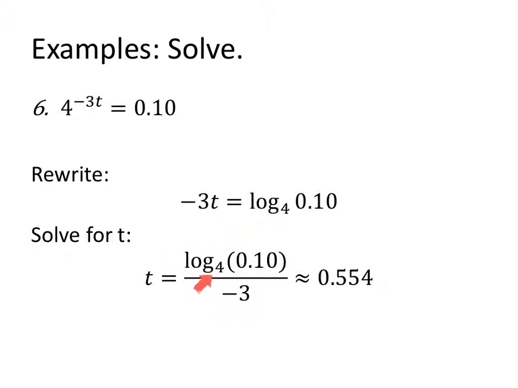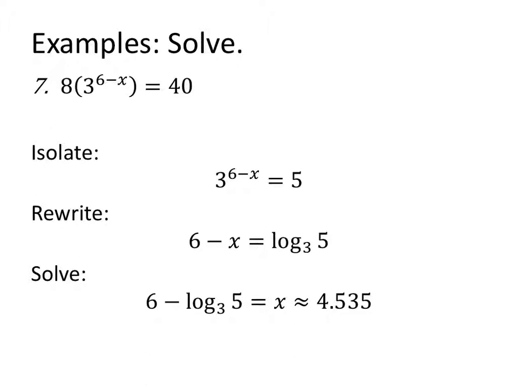In my calculator, log base 4 of a tenth, or I'd use the change of base formula to enter this in. Take that answer, divide it by negative 3. Either way, I'm going to get 0.554 as my approximation. Exact answer, log base 4 of a tenth divided by negative 3. And it's over and over the same things.